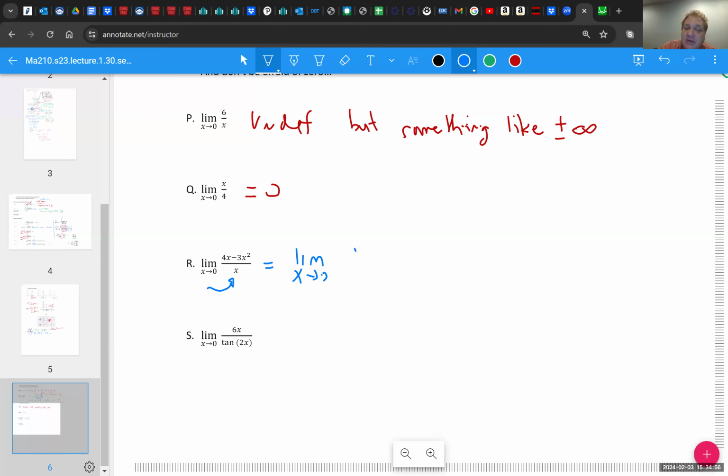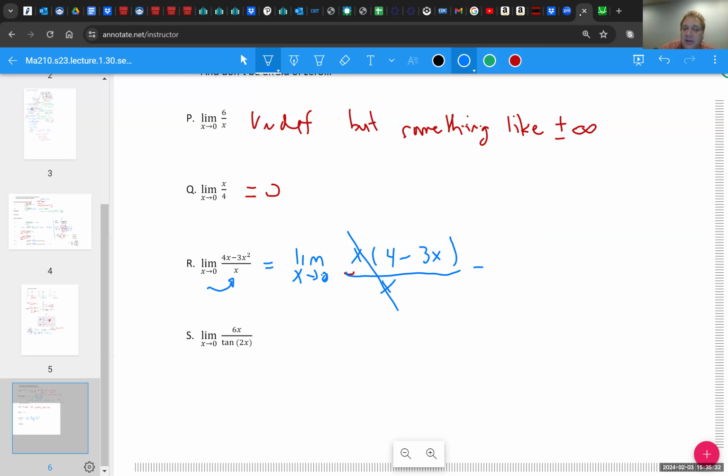The top can be factored. X is a common factor. If I factor the top, it's x times 4 minus 3x. Remember, you should always double check that your factorization is correct by remultiplying. X times 4 is 4x. X times minus 3x is negative 3x squared. So I'm recovering the polynomial on the top by distributing on the factored form. On the bottom, I just have my x, and the x's now divide.